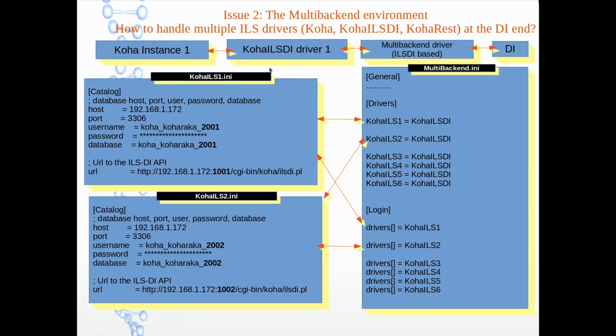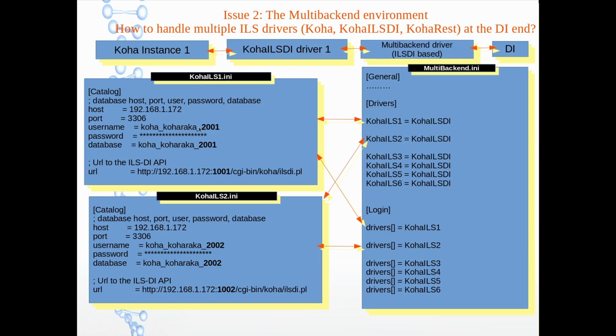So this is related to Koha ILS-DI. So ILS-DI is interacting with the multi-backend driver as a proxy driver. The multi-backend driver, by seeing the specific prefix of the record, can contact the respective driver and the respective instance of Koha. So this is the first, in case of ILS-DI. This is the first instance of the driver.